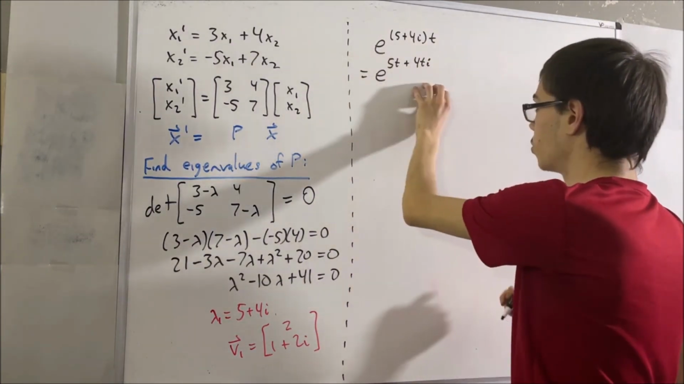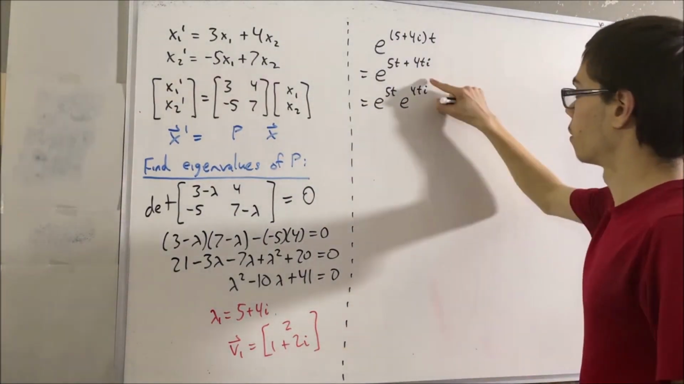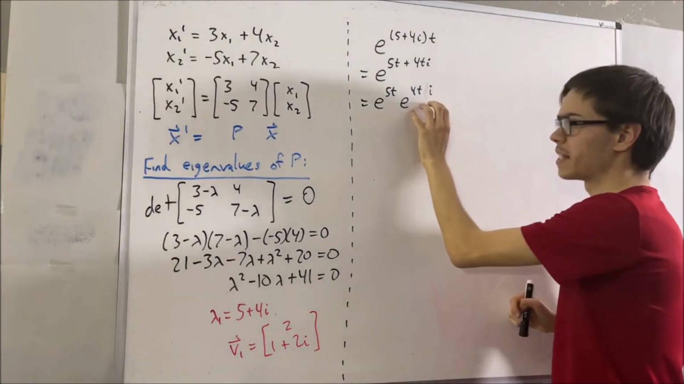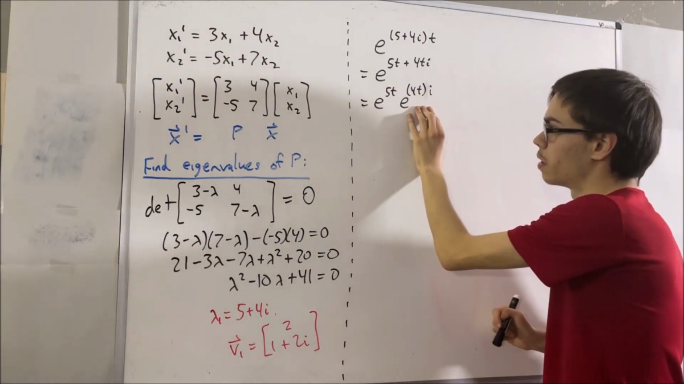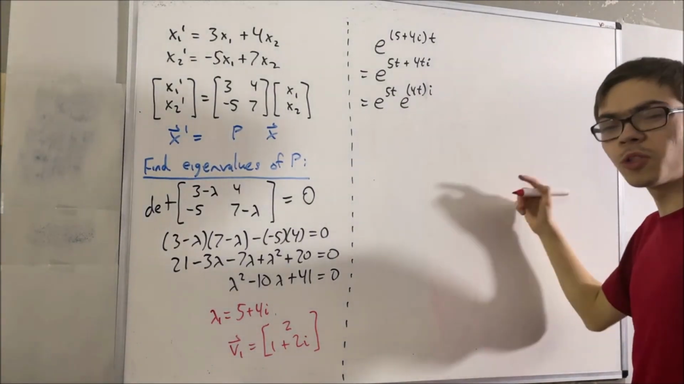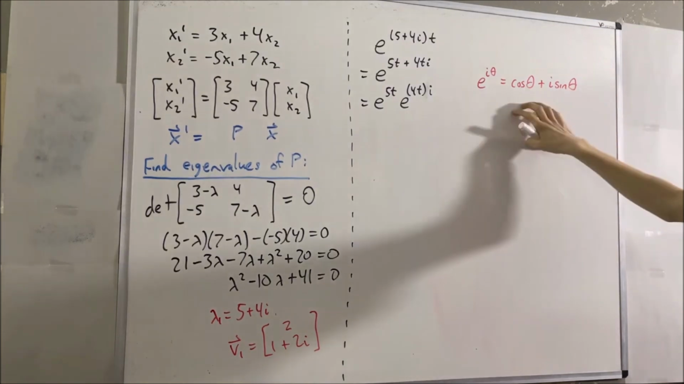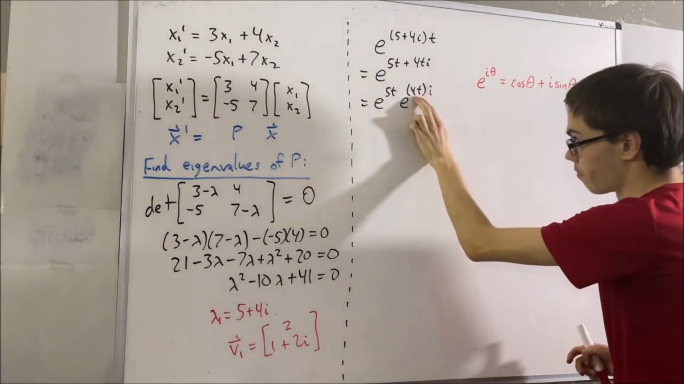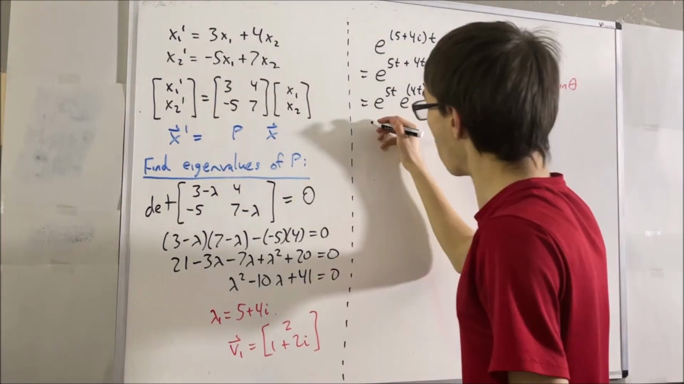And so now at this point, we can use one of our laws for exponents. And at this point, I want you to pay attention to this second factor. Notice that this is actually in the form for using Euler's formula. If you recall, Euler's formula states this. And so in this particular case, theta is equal to 4t. So if we apply Euler's formula to this second factor, we would get this.